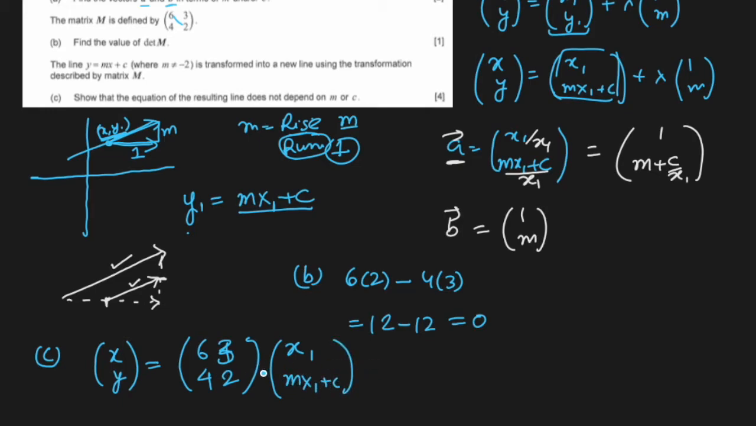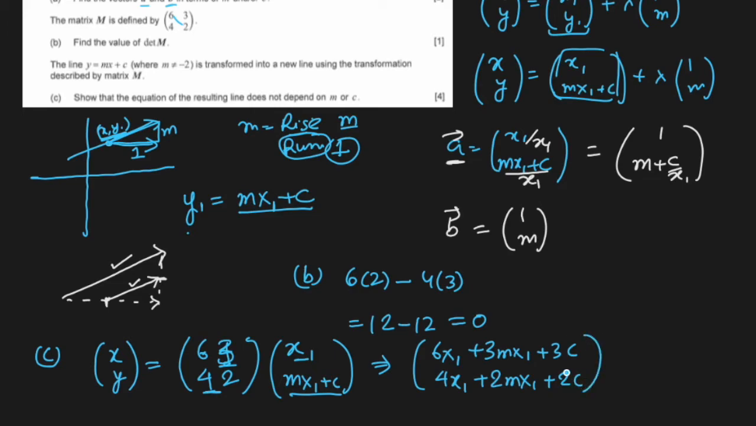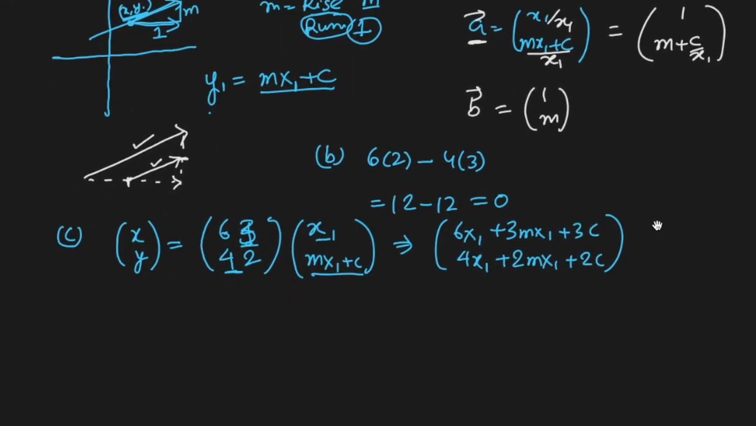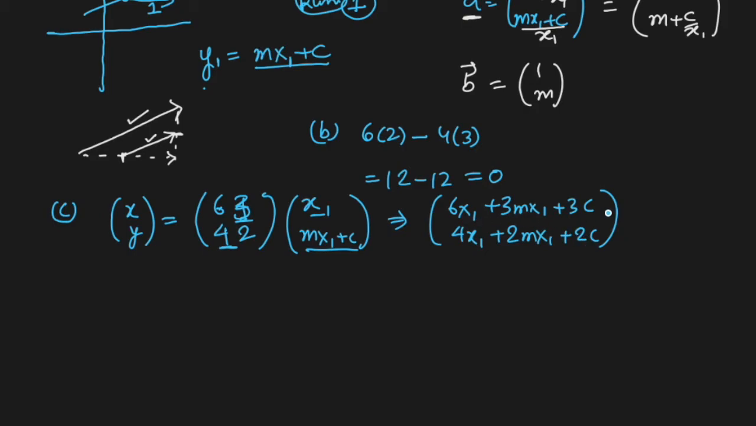So if I multiply this and this, what will I get? 6 multiplied by x1 gives us 6x1. 3 multiplied by this will be plus 3m x1 plus 3c. 4 times x1, and what about this? 2 times mx1 plus 2c. So this is the new vector.